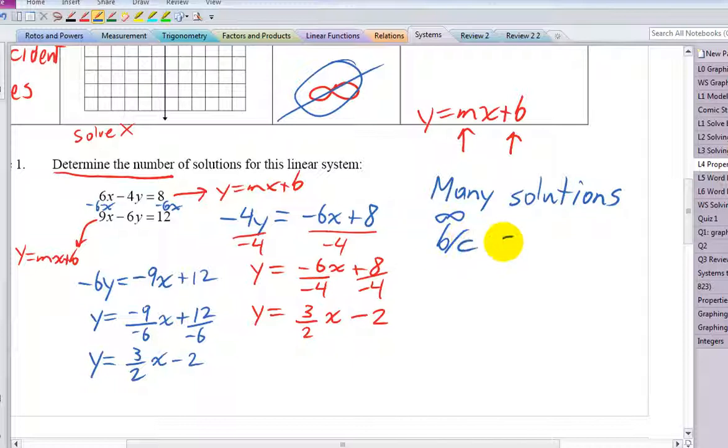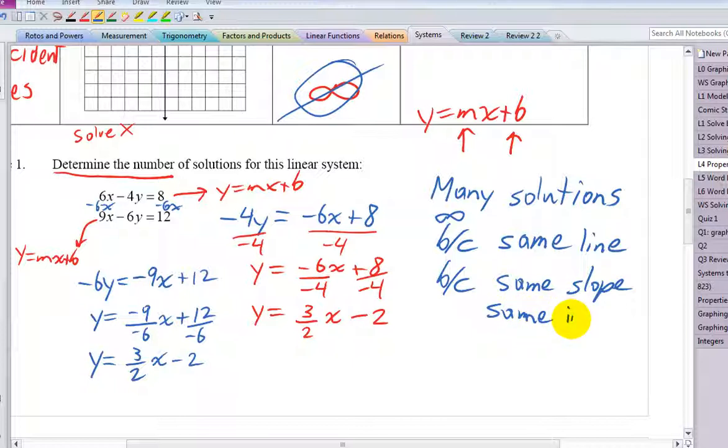Because it's the same line, because they have the same slope, same intercept. Okay, so many solutions because of the same lines. I guess I should say lines with an S. And that's because of the same slope and same intercept.